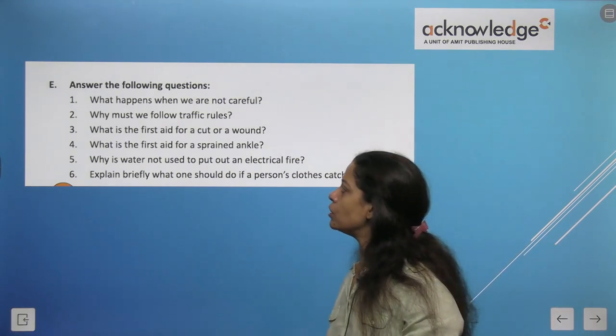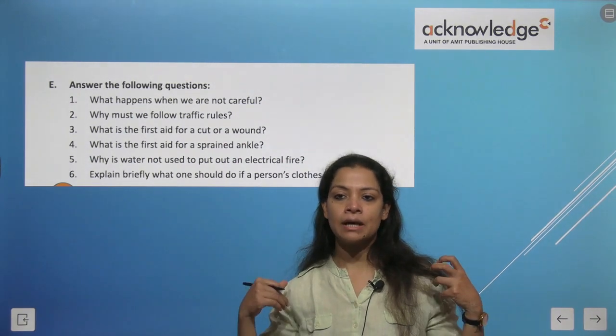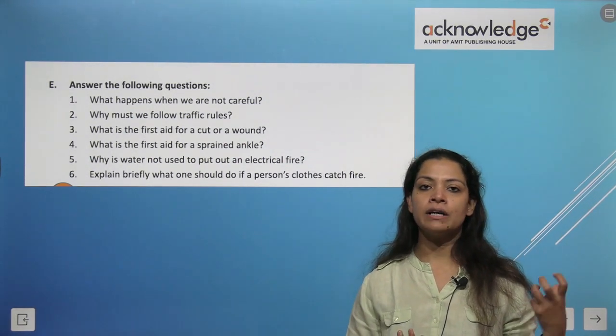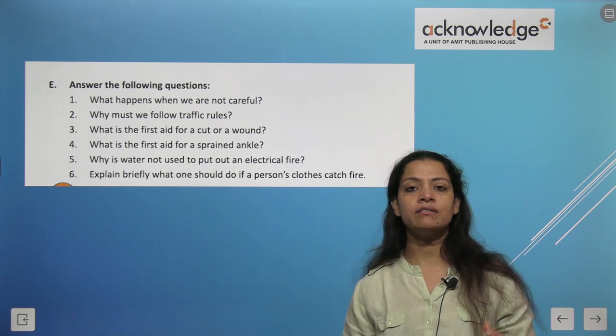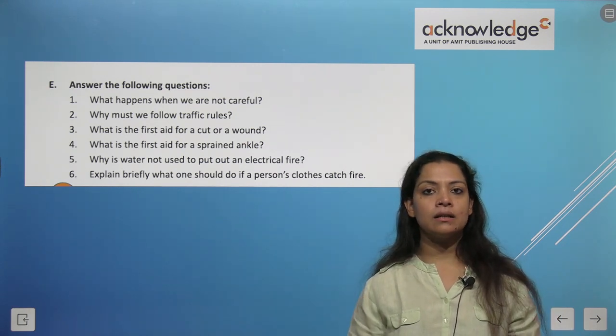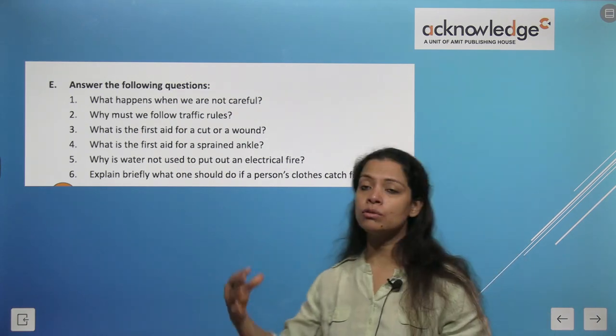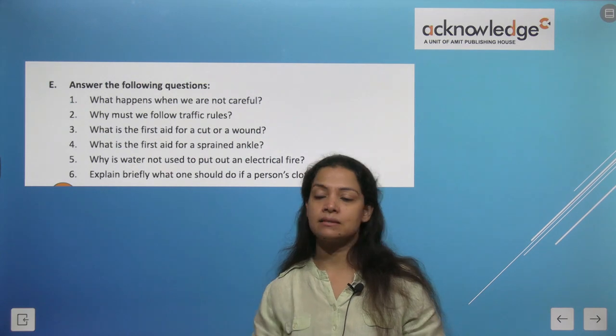Why must we follow traffic rules? Traffic rules must be followed because when we ride a bicycle or we are moving in a traffic related area, there are high speed vehicles passing by, so if we don't know the traffic rules we might get into an accident.